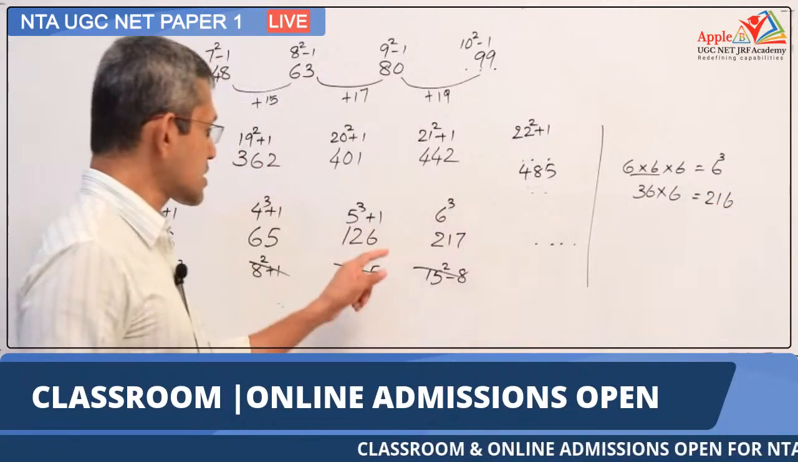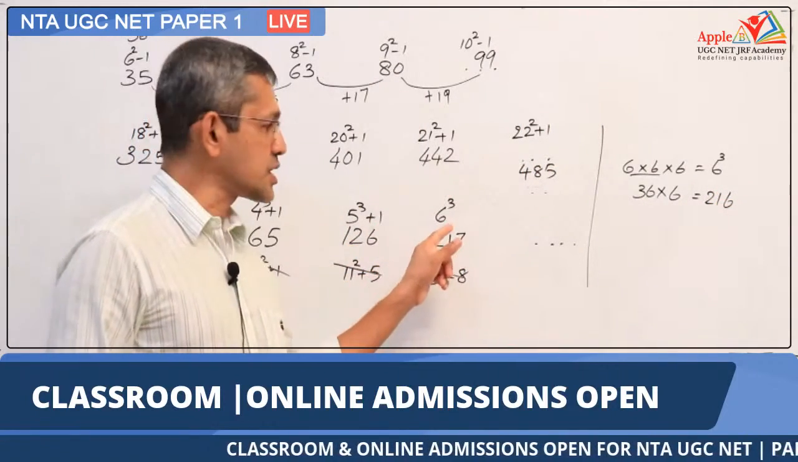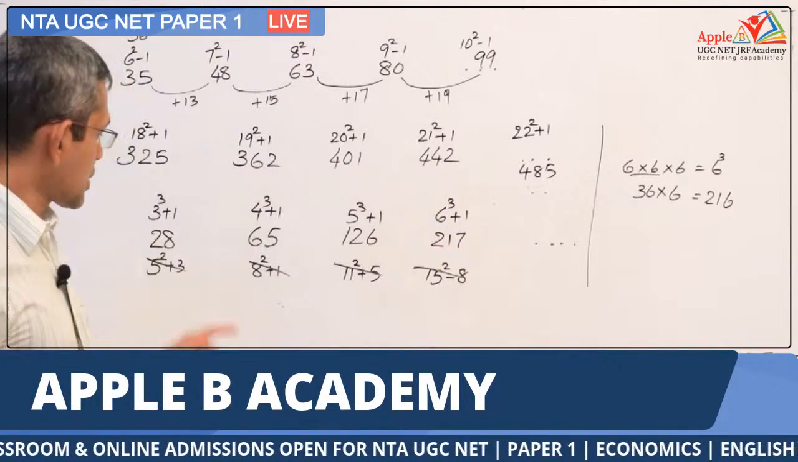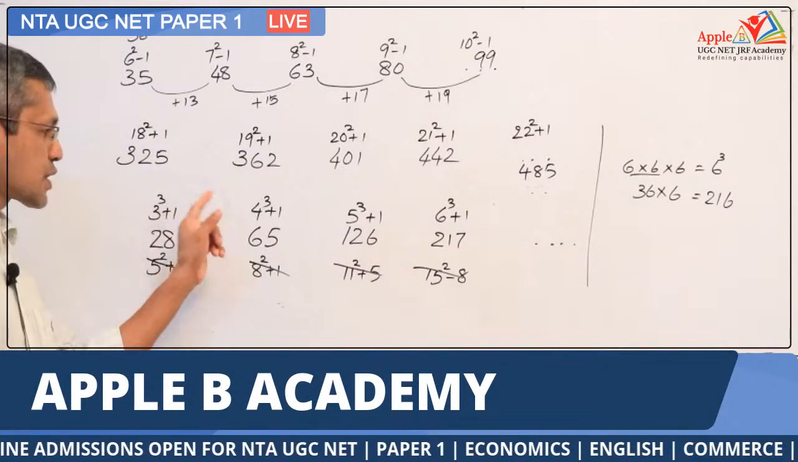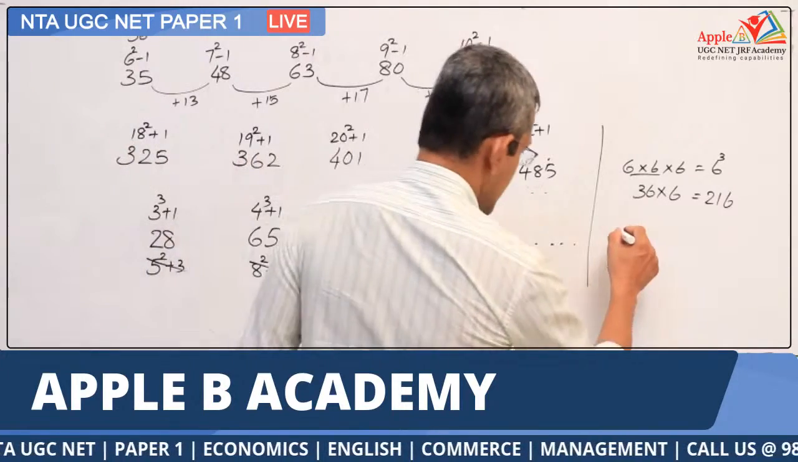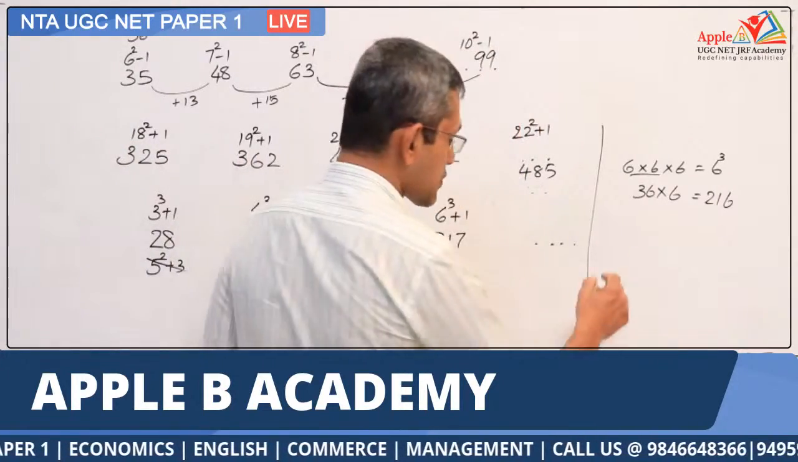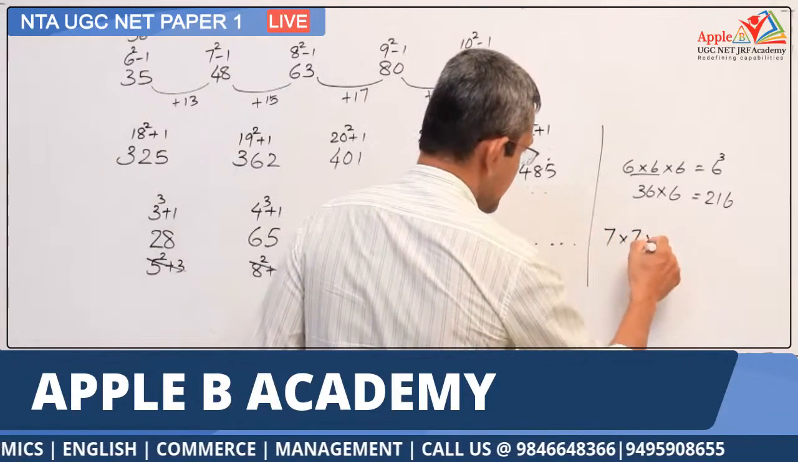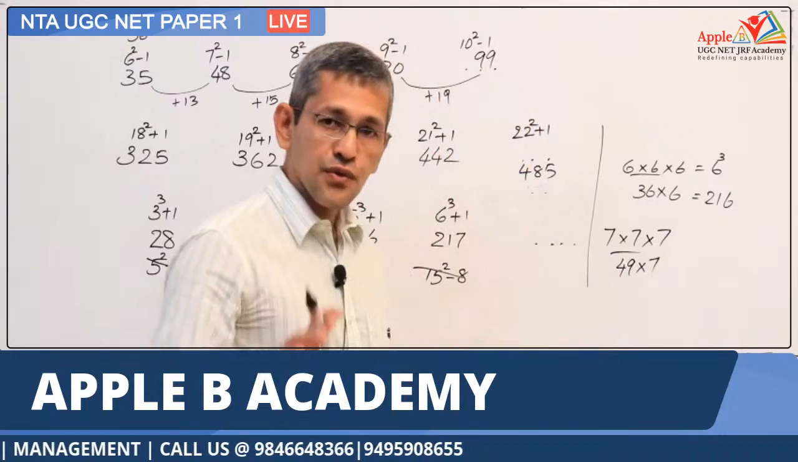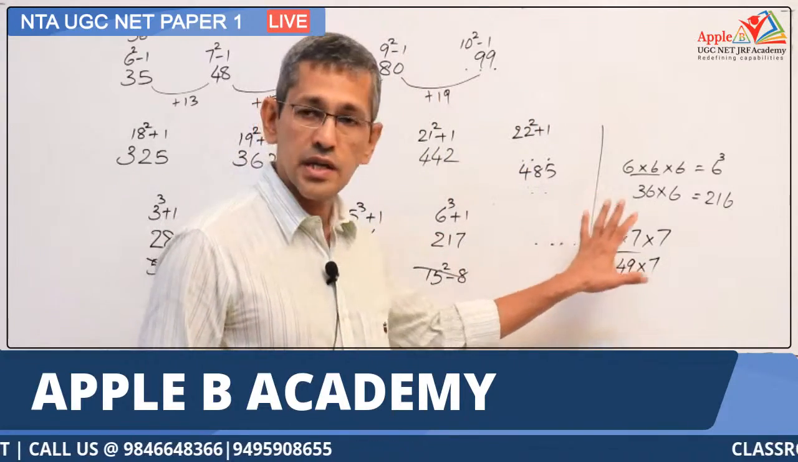All right. So this case, 6 cube. It's 216 plus 1. So 6 cube plus 1. So the pattern is 3 cube plus 1, 4 cube plus 1, 5 cube plus 1, 6 cube plus 1. And next one must be 7 cube. 7 cube is what? 7 into 7 into 7. 7 into 7 is 49. 49 into 7. So if it is mental calculation, there is no need to write it on the board.